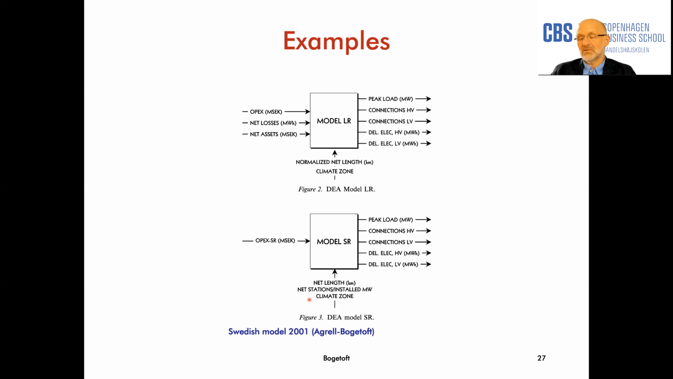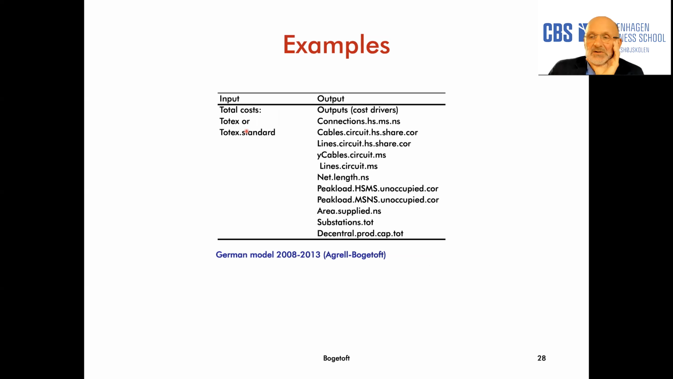And then we also looked at something about the size of the network. We also had a more long run model where we included not only operating expenses, but also capital expenses. And we also assumed that maybe in the long run, you can reinforce your network so that you have fewer network losses. So we had a more detailed description on the cost side here in the long run model.